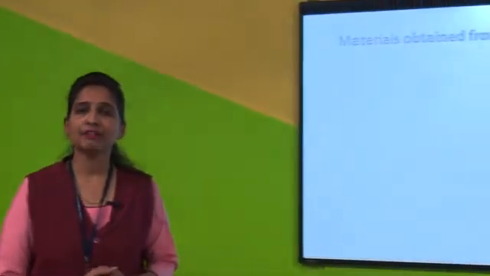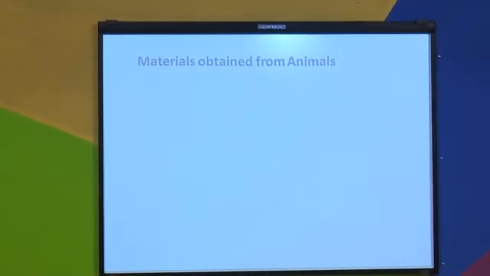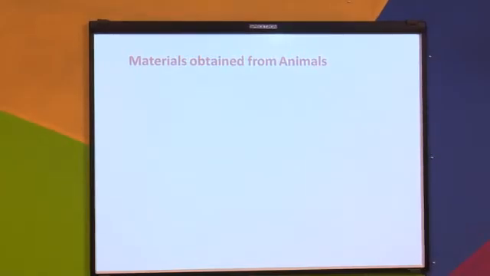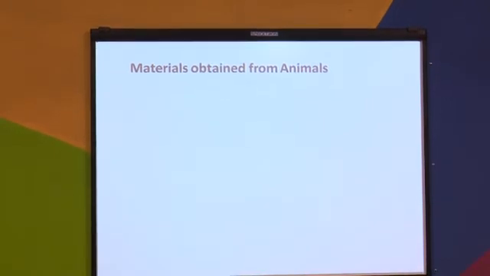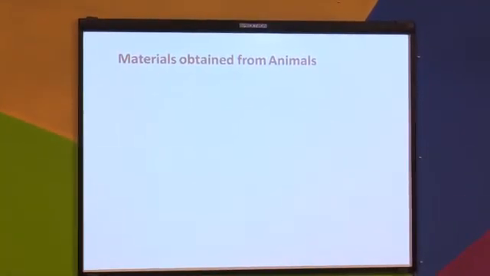Before that, I would like to tell you about some other plants also. Okay. We get jute from the jute plant. Jute is used to make bags and ropes, and the fibers from the flax plant are used to make linen cloth. Now we will see the materials obtained from animals.